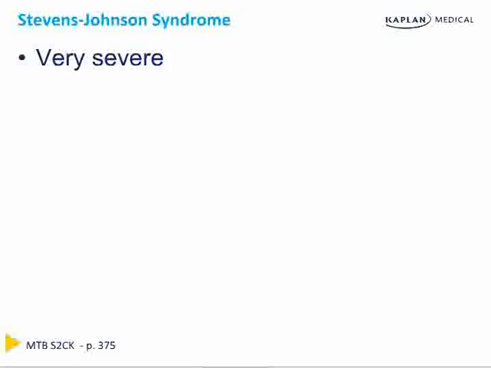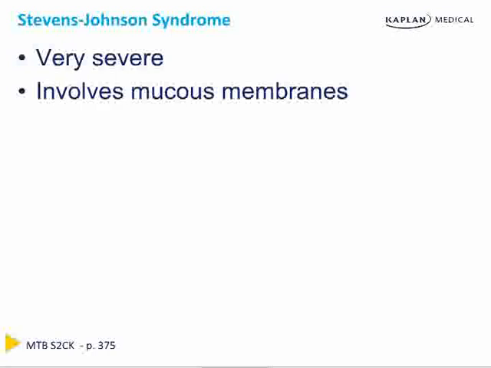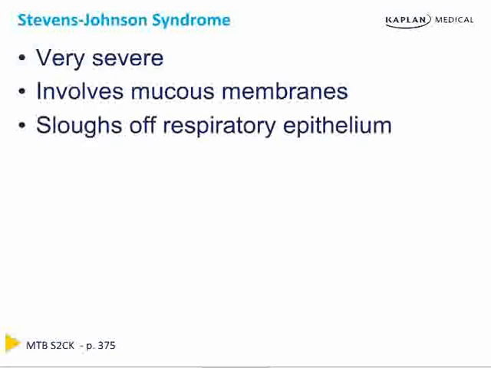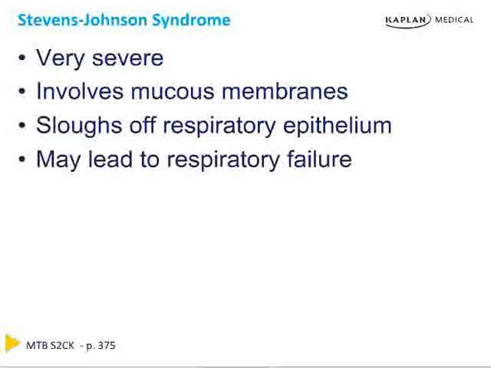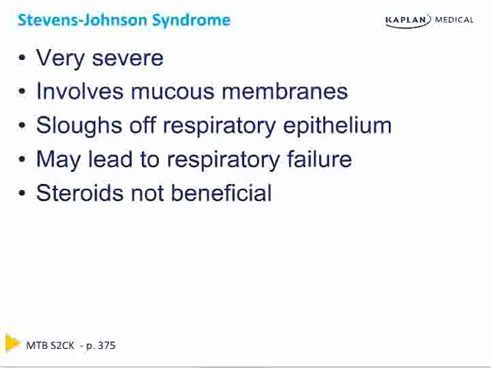Stevens-Johnson syndrome is very severe. Stevens-Johnson means that you have 10 and 15, 20% of your skin involved. Wow, it's enormous. And it involves mucous membranes, and that's why it sloughs off that respiratory epithelium. And I have seen patients who got sulfa drugs and got phenytoin, and they ended up on a ventilator because they can't breathe. If it sloughs off the respiratory epithelium, you just can't breathe. And the big problem is that steroids just don't help.